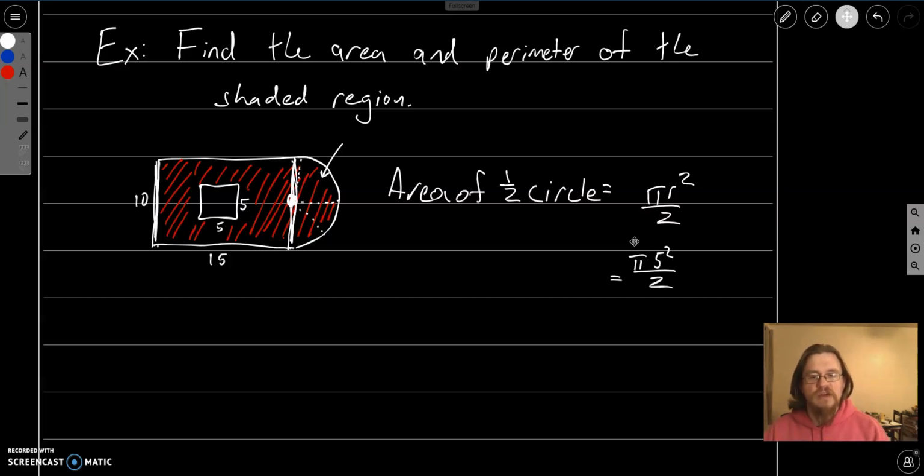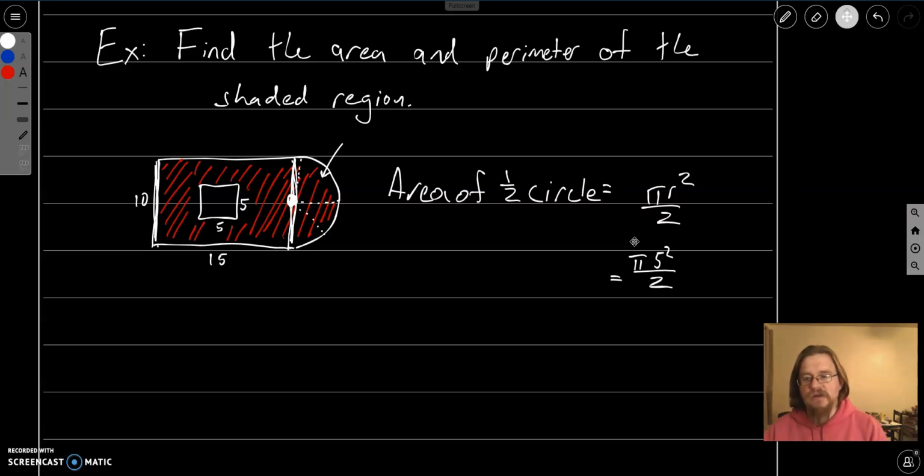So we found the area of half of the circle. The area of a whole circle is pi r squared, and if we only want half of it, we divide it by 2. So the area of half the circle is going to be pi times 5 squared over 2. This is the area of half the circle.